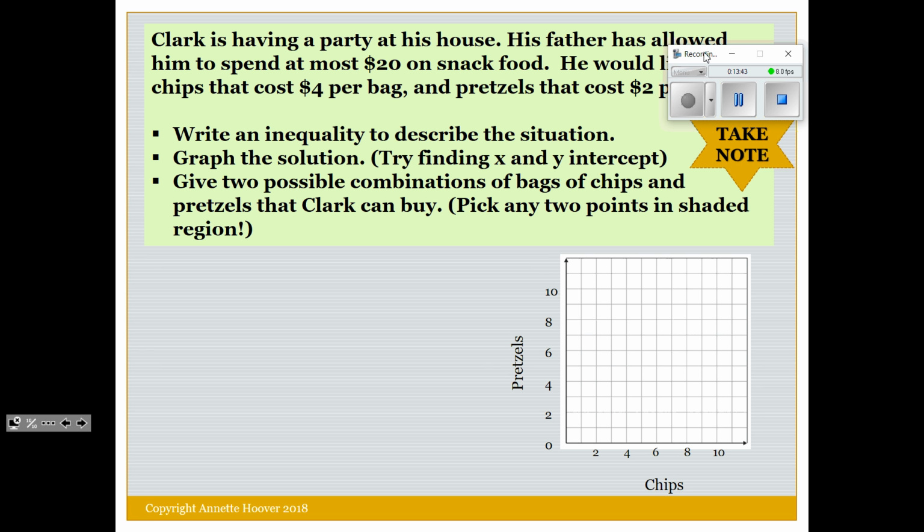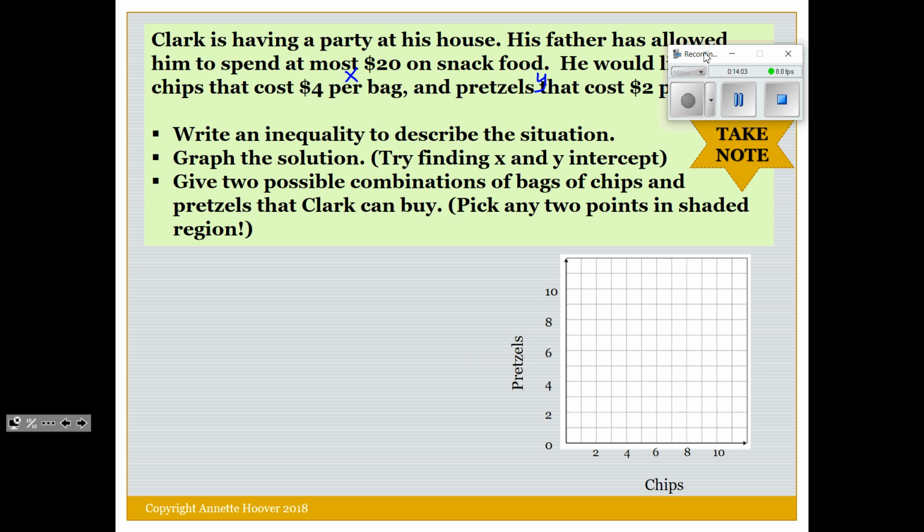So first we're going to write this like we were modeling with expressions in our last lesson. This time it's just with inequalities. So again, we have pretzels and chips. Neither one of them is really dependent on the other. So since they mentioned chips first, I put that on the x-axis. And pretzels they mentioned second, so I put that on the y-axis.